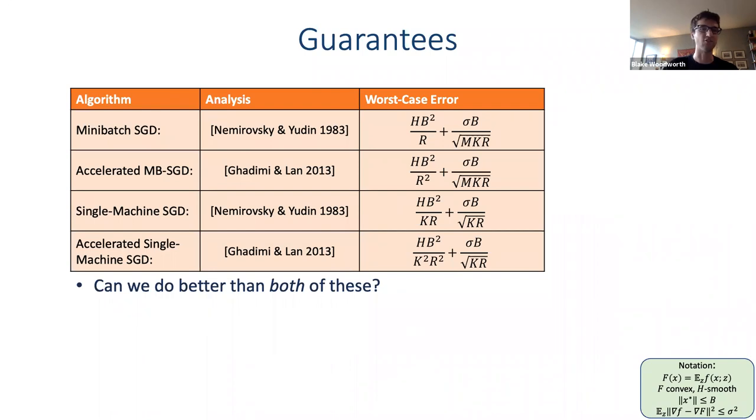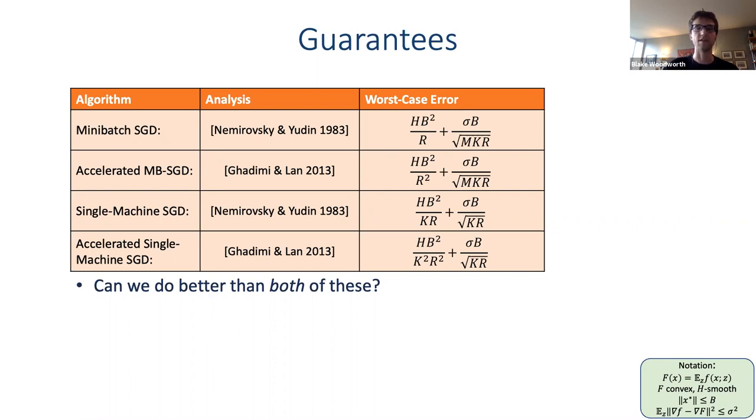Like mini-batch SGD, we understand very well the worst case behavior of single machine SGD, and we can also accelerate it using the method of Kademy and Lam. Examining these new rates, we see that single machine SGD can sometimes be better than mini-batch SGD and vice versa. Roughly speaking, single machine SGD is better when the noise in the stochastic gradients, sigma, is sufficiently small.